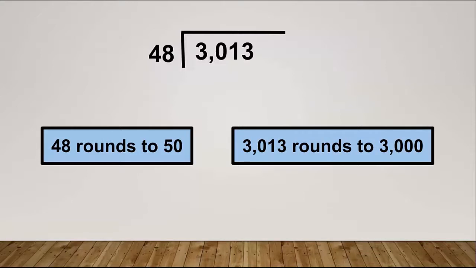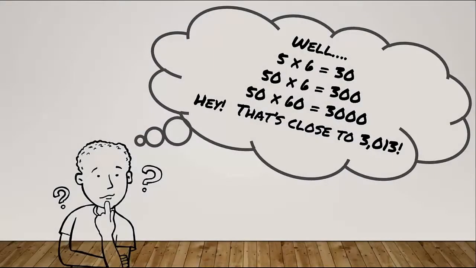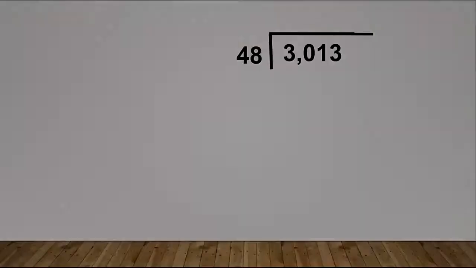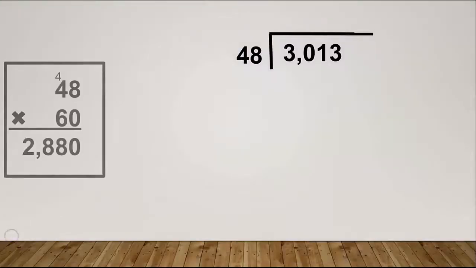So first, students will start by rounding the divisor and the dividend. They should begin to estimate the amount of times 50 can be divided into 3,000. We may even guide them to look for a connection between the numbers. After reasoning about the estimated numbers, students will use the quotient that worked in the estimated number on the original problem. They'll check to see if 60 times 48 will work in the original problem.